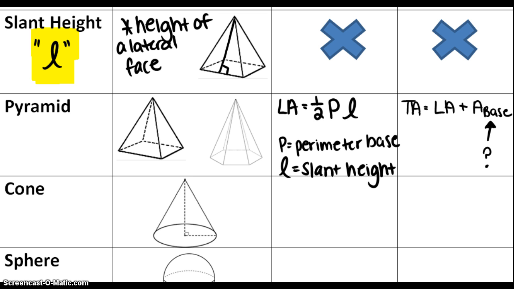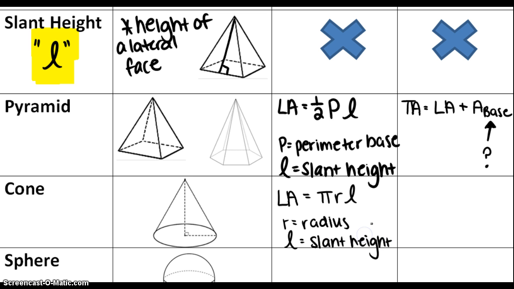Okay, and then the other formula you'll need for today is a cone. So the lateral area formula for a cone is pi r times L. R stands for the radius, and L still stands for the slant height. So make sure in the diagram to the left you label R for the radius and L for the slant height. This line here going right in the middle, that's the actual height. But we don't want that height. We want the slant height, which is the height of the lateral face.